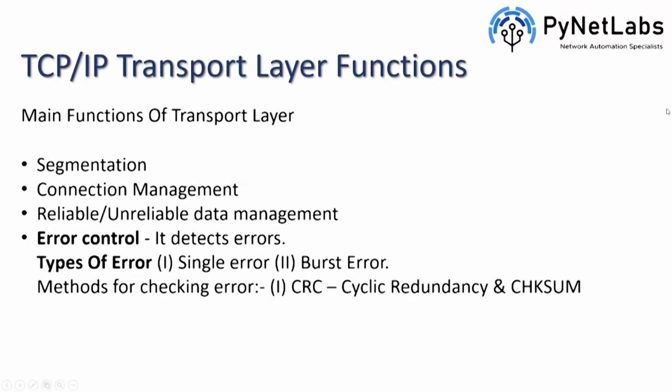So the very first thing is transport layer functions. The transport layer performs a couple of functions like segmentation, then the management of connection, which is the end-to-end connectivity, then whether to select the reliable way of data transmission, or whether to go with the unreliable. So that is also done by the transport layer.